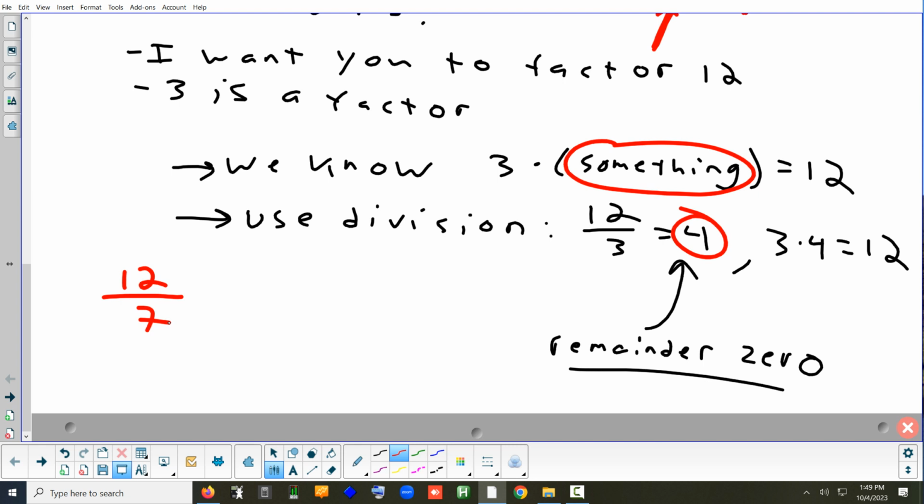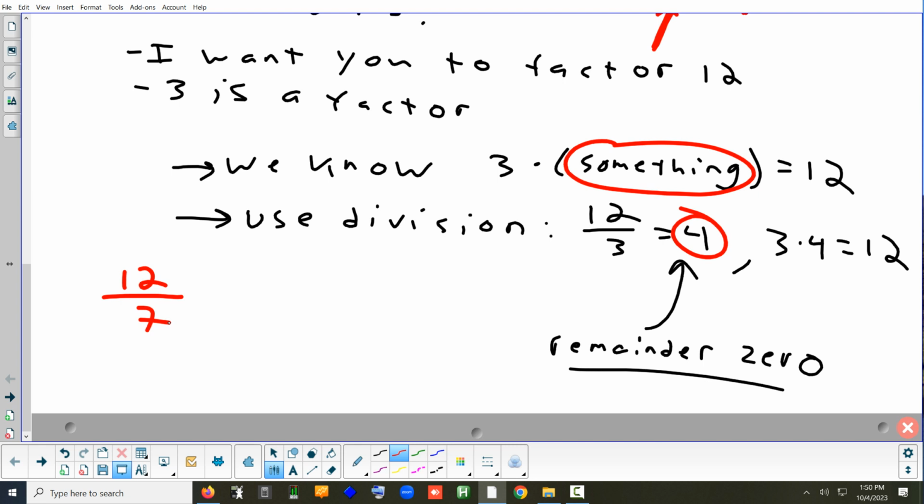Okay, so that's going to be a pretty important idea. The fact that if you divide something into something else and you get a remainder of 0, then you know it is a factor. If you don't get a remainder of 0, then it's not a factor. Any question on that idea?